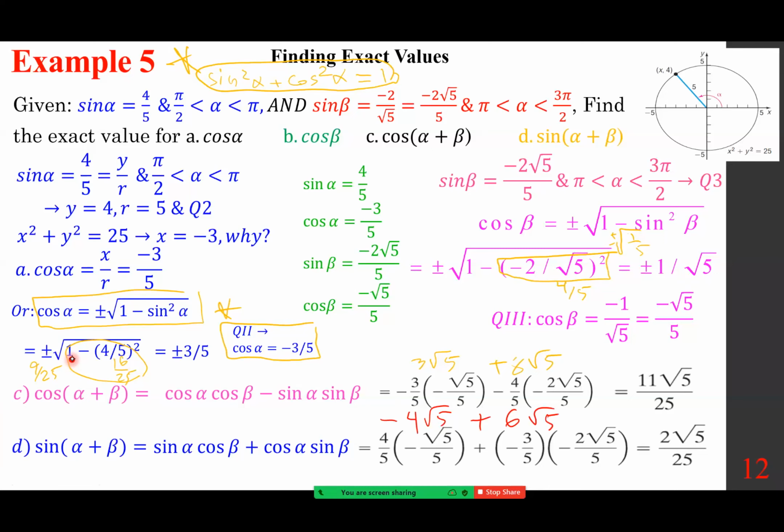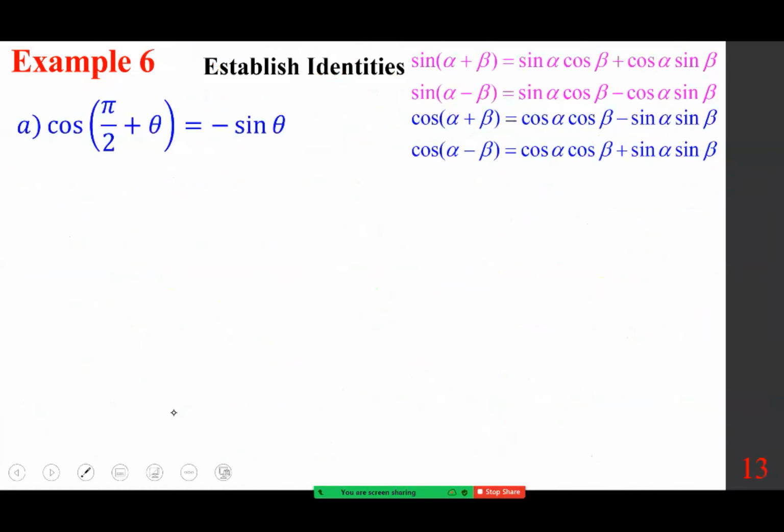All right, a quick recap. Sine of alpha and sine of beta are given. We use the formula sine squared plus cosine squared to establish cosine alpha and cosine beta. We summarize them, and we use the sum formula for the cosine of alpha plus beta and sine of alpha plus beta to get to the answer.